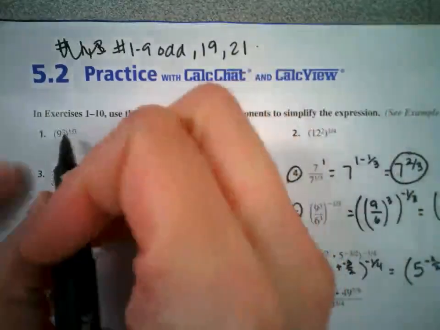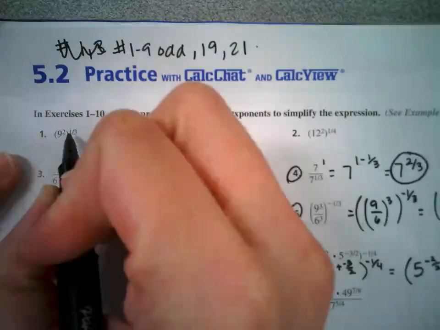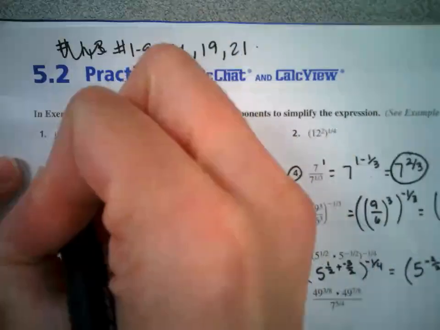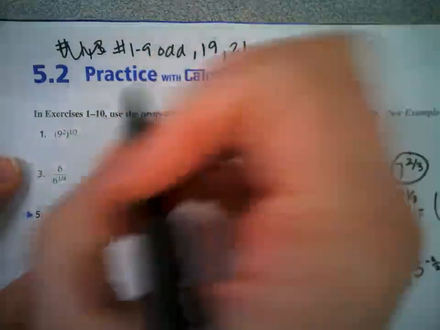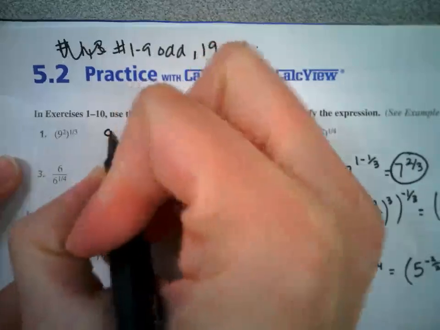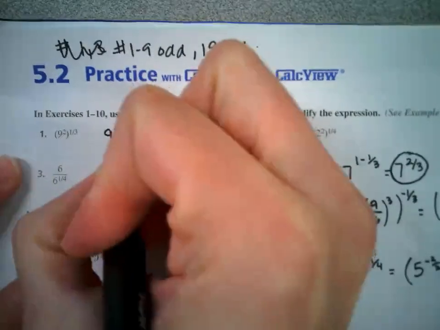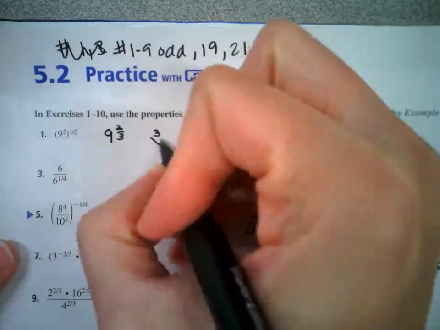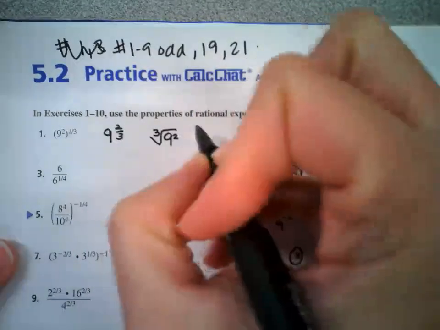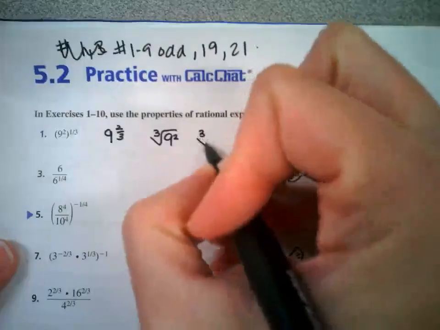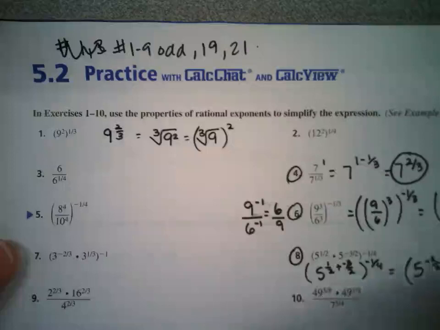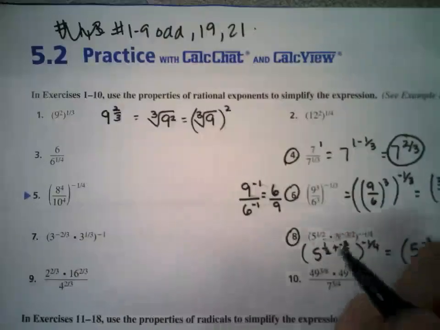Okay, for the first one, we have 9 squared and we have raised to the 1/3 power. So when we have these exponents, we multiply them together. So this is going to be 9 to the 2/3. If you wrote it as a radical, it would be the 3rd root of 9 squared or the 3rd root of 9 and the quantity squared. Any of those are correct answers.